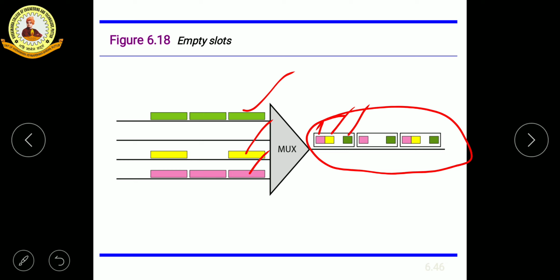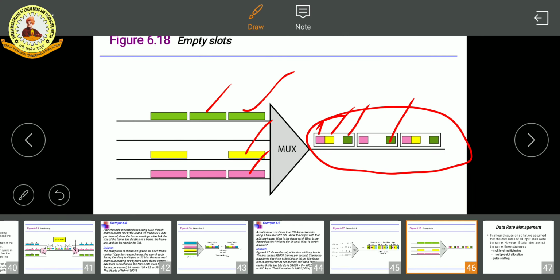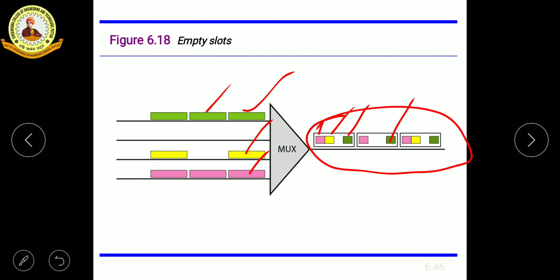Then coming to the next one, this data is represented here. Then this source doesn't have any data, that is left blank, and source 3 has some data. No, it doesn't have any data, so that is also left blank, and this is sent here. So are you finding any disadvantage of this method? Whenever a source doesn't have any data to send, still we allot slots for them, right? So that should not happen, isn't it? So synchronous TDM is not as efficient as it could be.